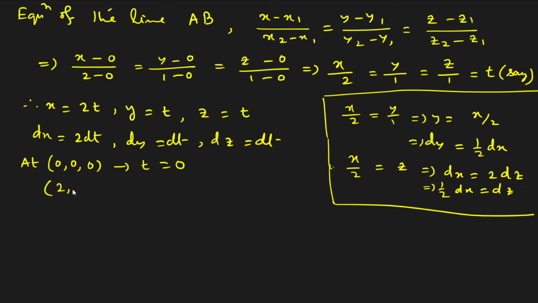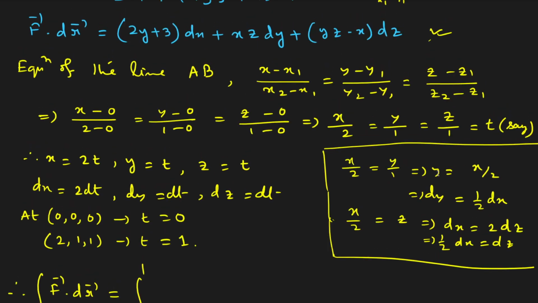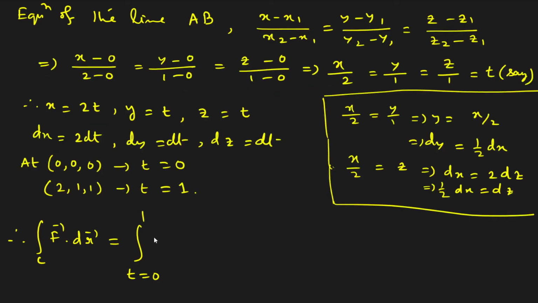And what is the next point? 2, 1, 1. Okay. So if we put x equal to 2, 2, 2 cancel, t equals to how much? 1. So therefore the line integral of f bar dot dr bar is equals to integration, t equals to 0 to 1. Now see, what is the first term of the line integral? Twice y plus 3. So 2y, y is our t, plus 3. Then with this we have dx. dx is how much? dx is 2 dt plus.